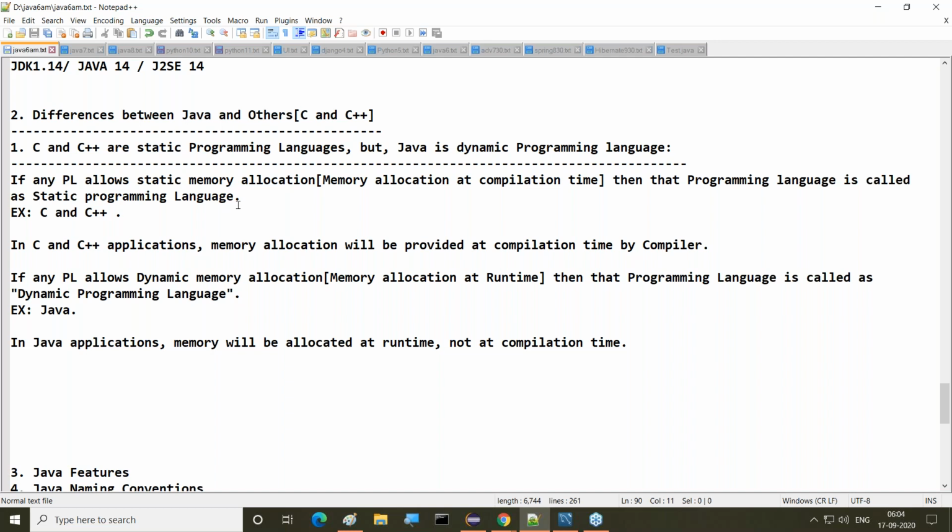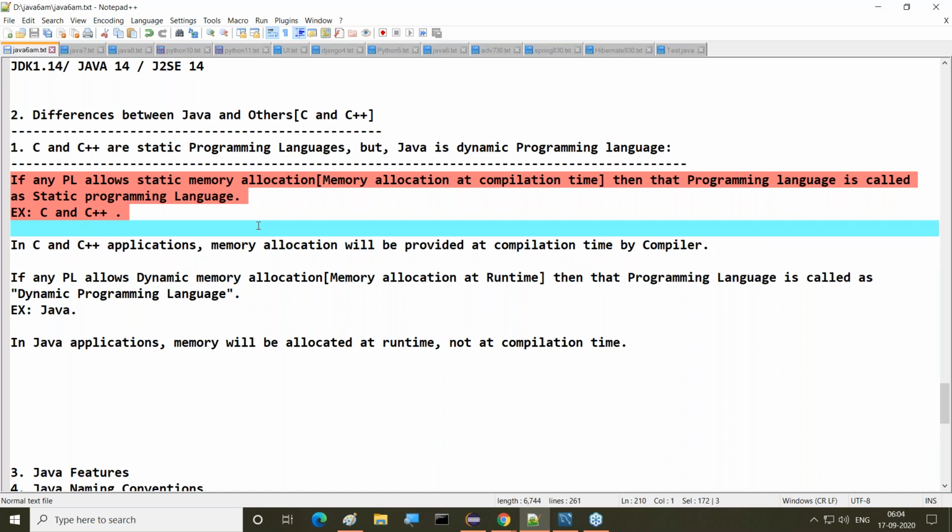The very first difference we completed: C and C++ are static programming languages, but Java is a dynamic programming language. This is the very first difference we understood. Then, what was the point we were discussing?